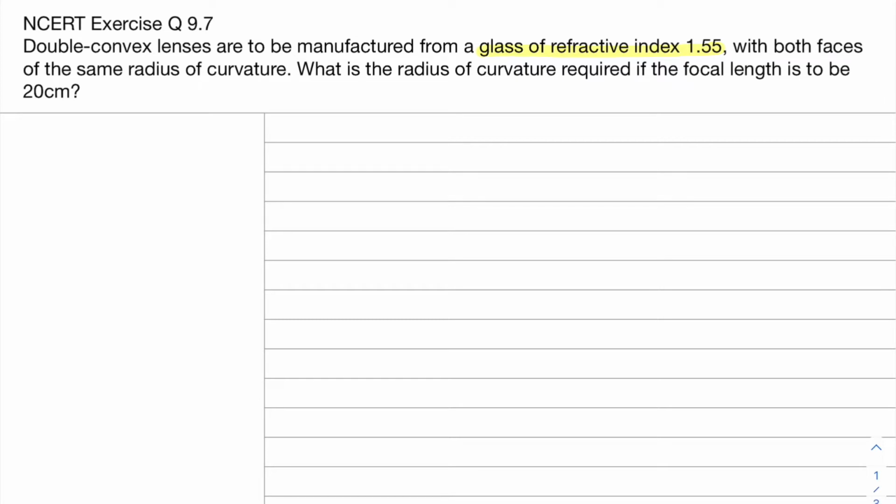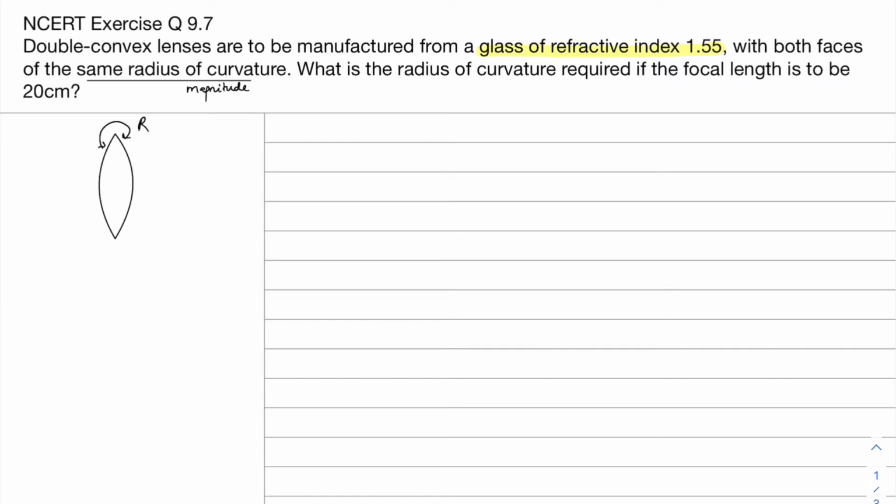So here, both faces have the same radius of curvature. That simply means the magnitude, because you know one would be positive and one would be negative. So it's what we call an equiconvex lens. Wait a minute, let me draw it properly. It should be like this. Okay, so this is an equiconvex lens. Both sides have the same radius of curvature, so the magnitude of both is r.